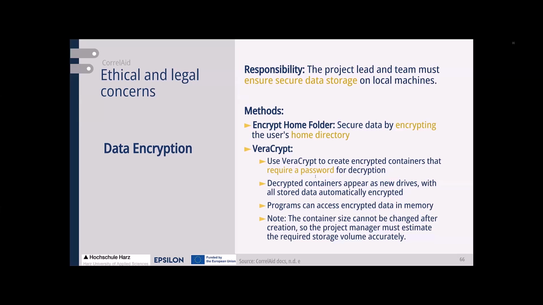VeraCrypt is, from our point of view, one of the best practices that is quite helpful if you're working with data in a project where more people have to have access to the data. The advantage is that programs can access the encrypted data in memory, so you don't have to fill in the password every time you need the data. The other thing to keep in mind is that the container size cannot be changed after creation. So at the very beginning, the manager of the project needs an idea about the required storage volume.